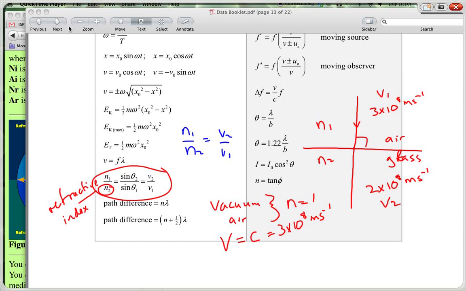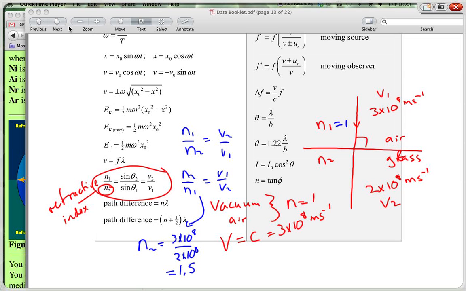Now, if I want to work out my refractive index in glass, my N2, obviously my N2 over N1 is equal to V1 over V2. I just invert both sides. And I continue down over here because my N1 is equal to 1. So I'm going to have N2 is equal to 3 times 10 to the 8 divided by 2 times 10 to the 8. I'll have a refractive index of 1.5.